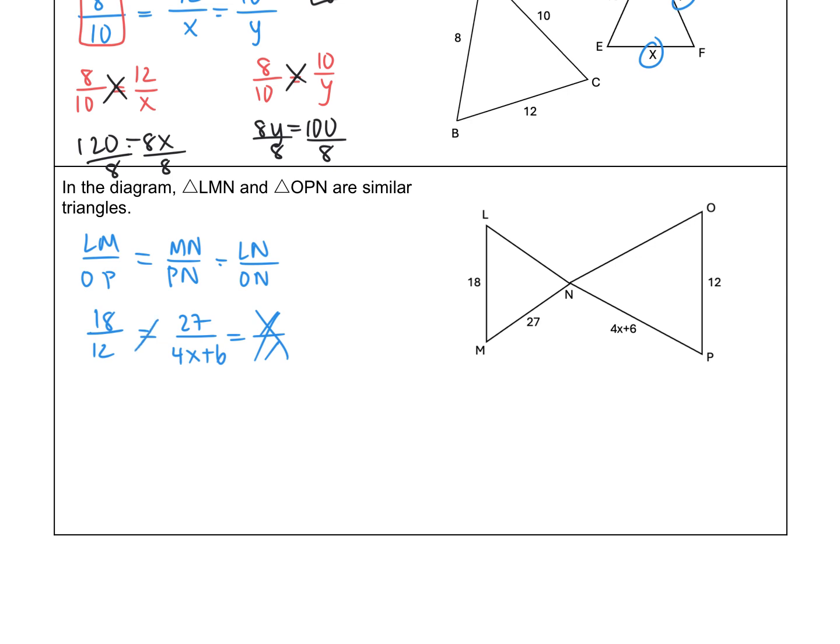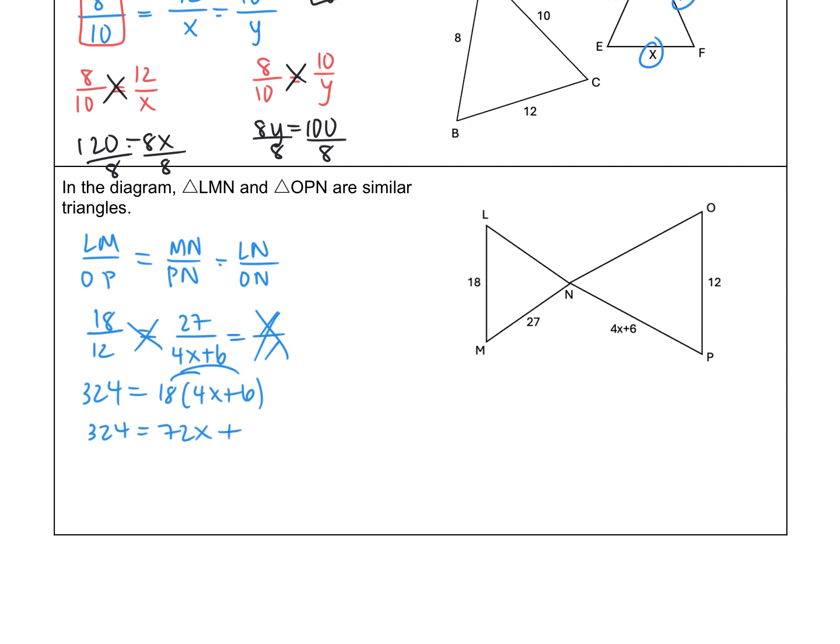And now we're just going to cross multiply. I definitely need a calculator. Okay, 12 times 27. We get 324 is equal to 18 multiplied by 4x plus 6. Remember that 18 has to be distributed. That's where sometimes we tend to go wrong. So we get 324 is equal to 72x.